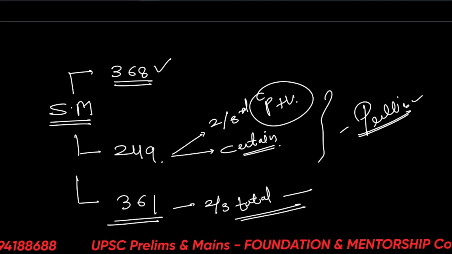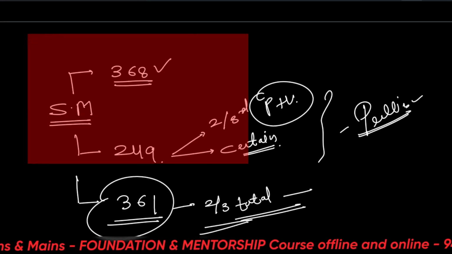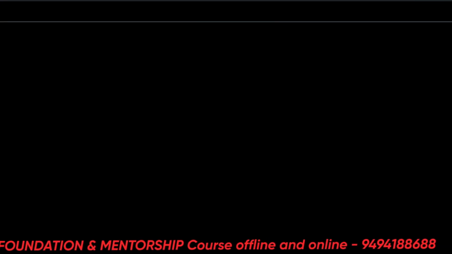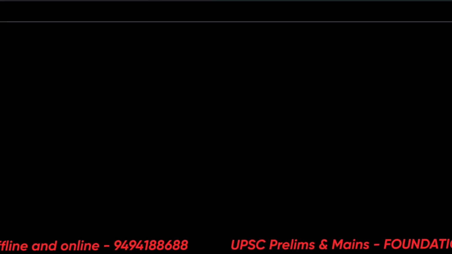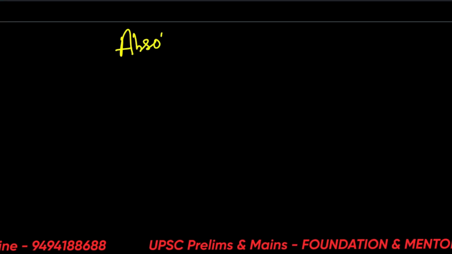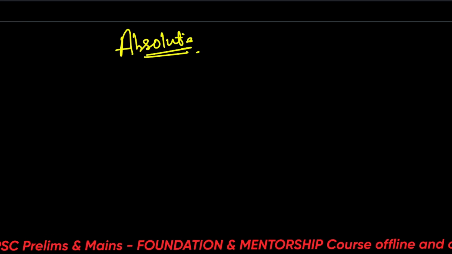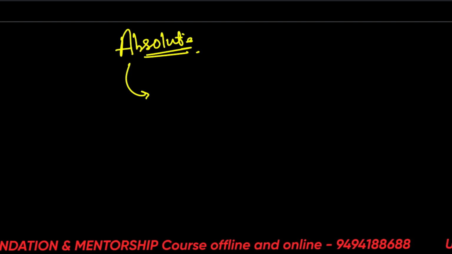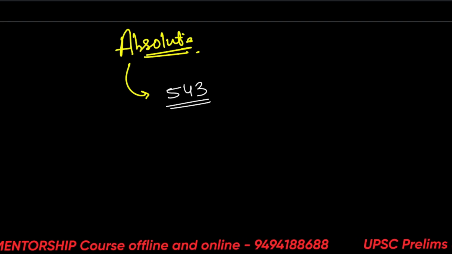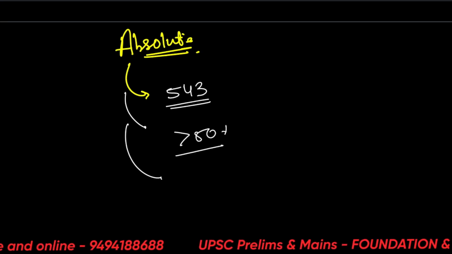Okay, the special majority defined in this article is a special majority like this. Let's move further and see what is absolute majority. There's one more type of majority: absolute. Absolute majority is more than 50% of the total strength of the house. Let's say it is 543. So if it is being passed by more than 50% of these votes, then it will be known as absolute majority.